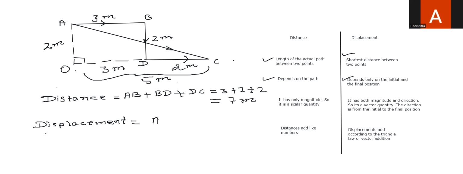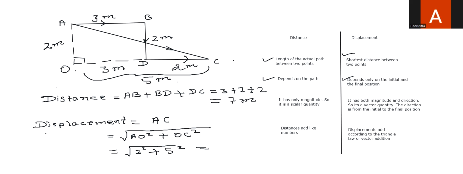Displacement is AC, and this is square root of AO square plus OC square. This is simply square root of AO square is 2 square plus OC is 5 square. So this will give you square root of 29. Hope this makes distance and displacement very clear.